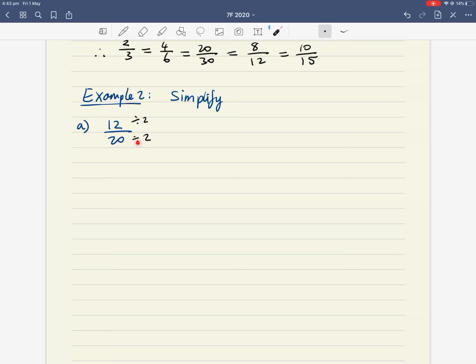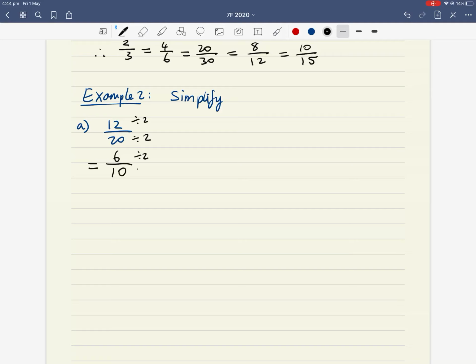So make sure you do show me working that you're dividing top and bottom by 2 by writing dividing by 2 on the top and bottom with a smaller set of size, right? Next line, equals underneath. 12 divided by 2 is 6. 20 divided by 2 is 10. And you ask yourself, can I further simplify 6 and 10? Are there any more common factors between 6 and 10?